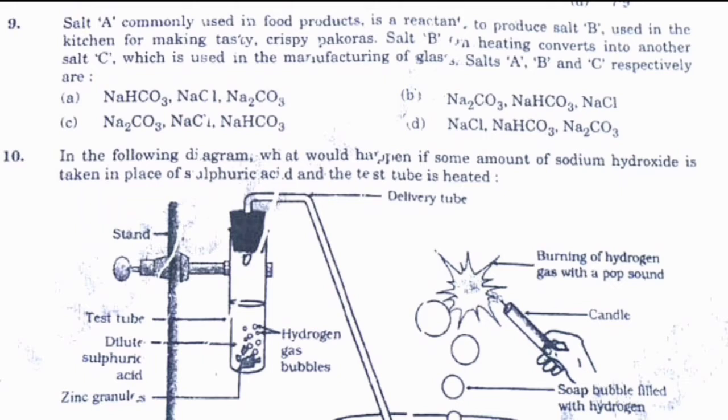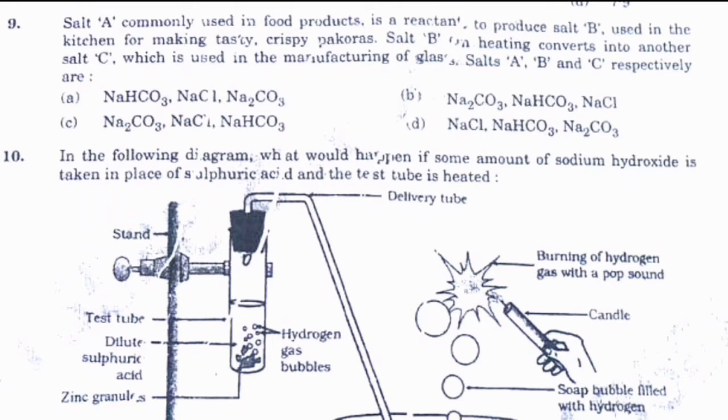Salt B on heating converts into another salt C which is used in the manufacturing of glass. Salt A, B, C respectively. So option number A, that is NaHCO3, NaCl, Na2CO3.